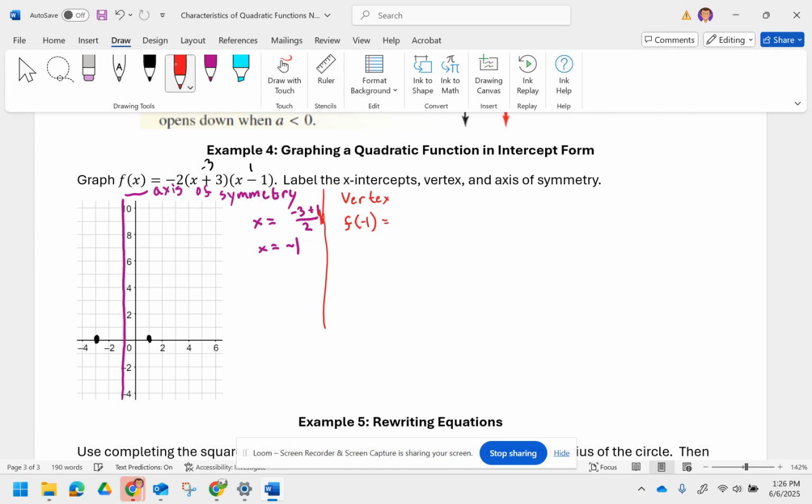So we are going to have -2 times, not x plus 3, because we are replacing all of our x's with -1s, plus 3 times by -1 minus 1. So -2 times 2 times -2, which is going to give us 8. All right, so when x is a -1, this equation is up at 8. So I now have a vertex.